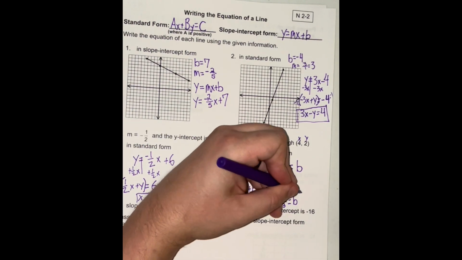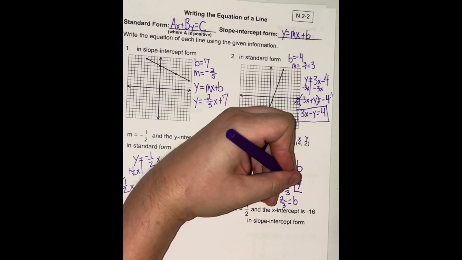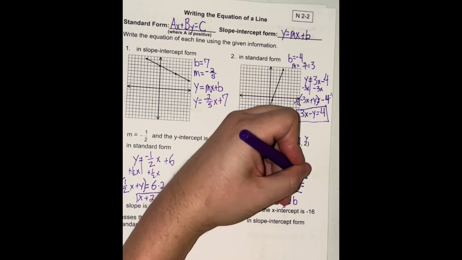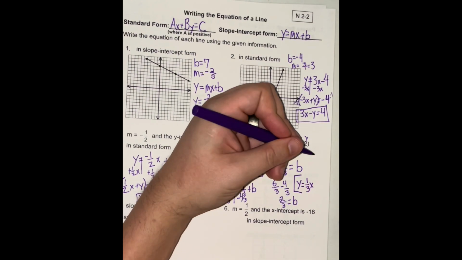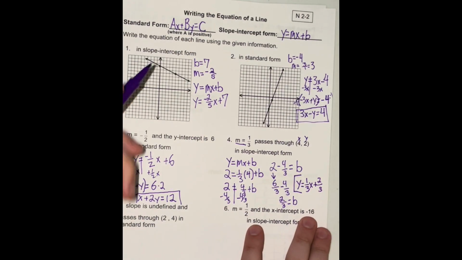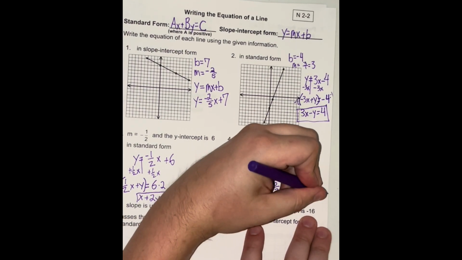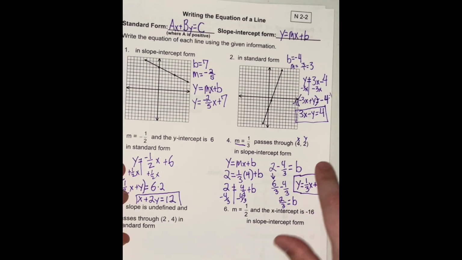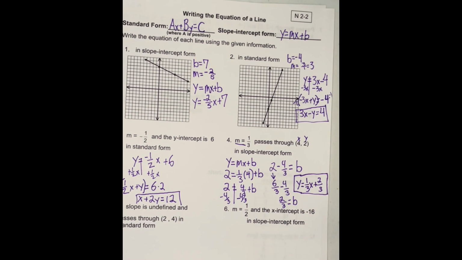All that's left is to write out my formula. Y equals 1/3 x plus 2/3. And that gets me my slope-intercept. That's all I need right there.